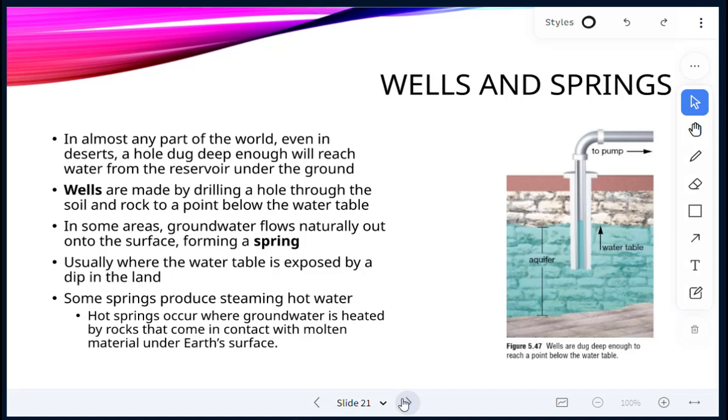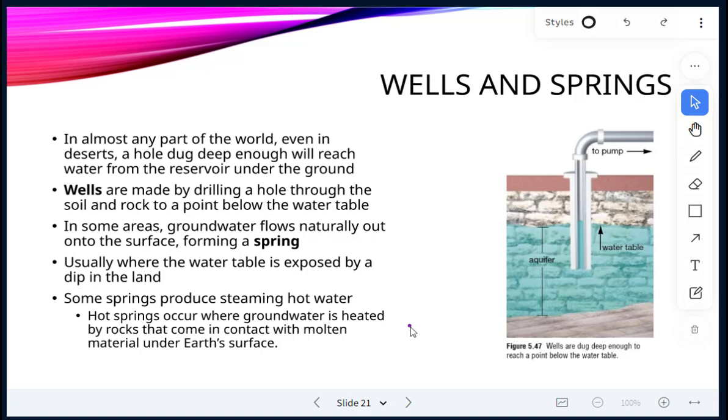So wells and springs. In this image here, we're looking at a well, how it's been dug deep enough to reach a point just below the water table. And then this area here is the aquifer. In almost any part of the world, even in deserts, if a hole is dug deep enough it will reach the water from the reservoir under the ground. Wells are made by drilling a hole through the soil and rock to a point below the water table, right about there. In some areas, the groundwater will just start to flow naturally out onto the surface.